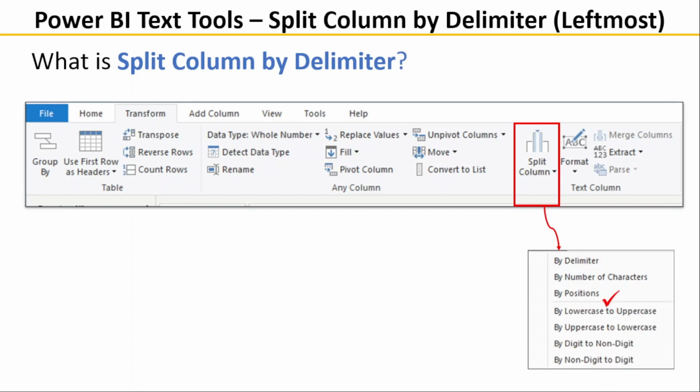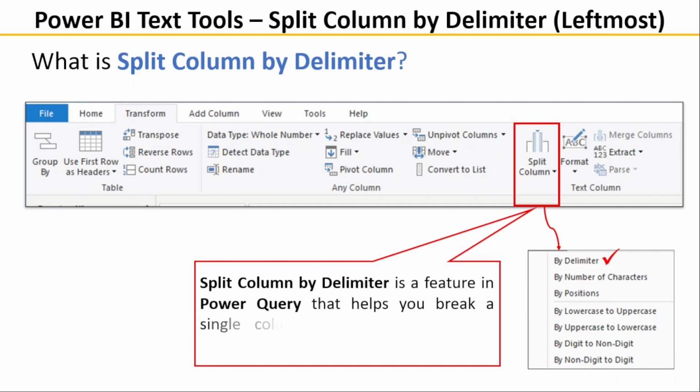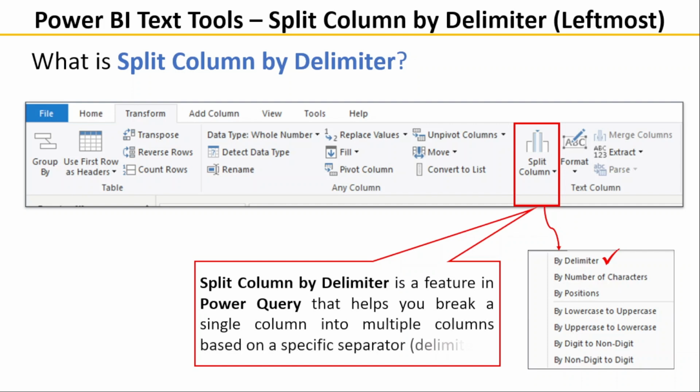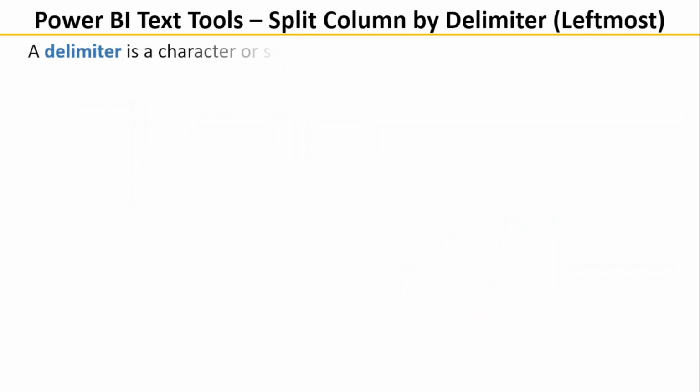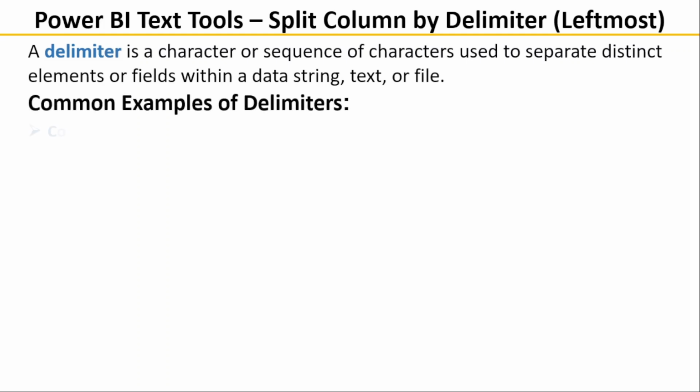Here we have a snapshot from our Power Query ribbon where we have the split column option. In the drop down of the split column option, we have several other options, where we have the first to be by delimiter. Split column by delimiter is a feature in Power Query that helps you break a single column into multiple columns based on a specific separator, a delimiter. A delimiter is a character or sequence of characters used to separate distinct elements or fields within a data string, text, or file.